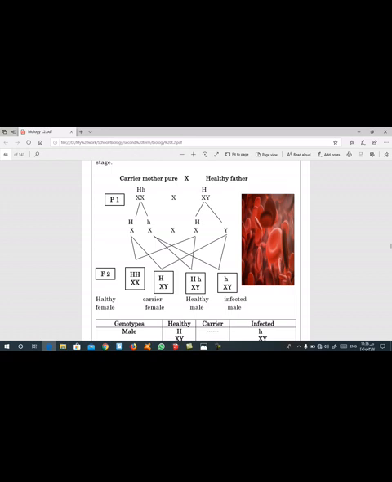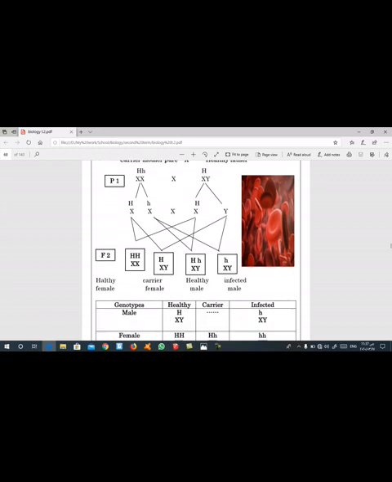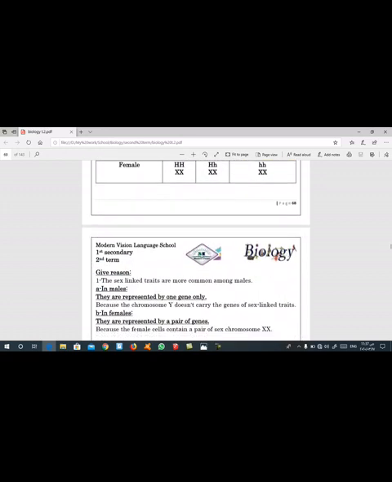So if two capital letters, it will be healthy. If one capital only and no small letters, it will be a carrier. And if one capital and one small, it will be healthy. So hybrid here or pure here will be healthy, but here this is infected because of the recessive one, which is H that appears, and here are the genotypes.